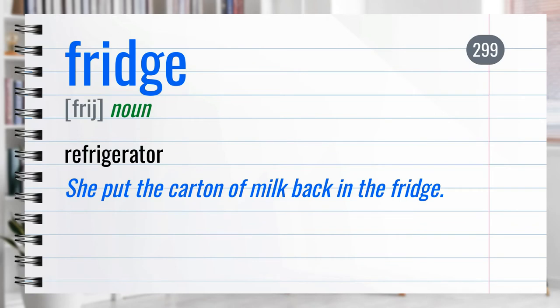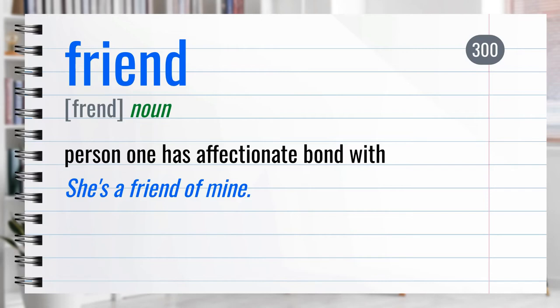Fridge. Fridge means refrigerator. For example, she put the carton of milk back in the fridge. Friend. Friend means person one has affectionate bond with. For example, she's a friend of mine.